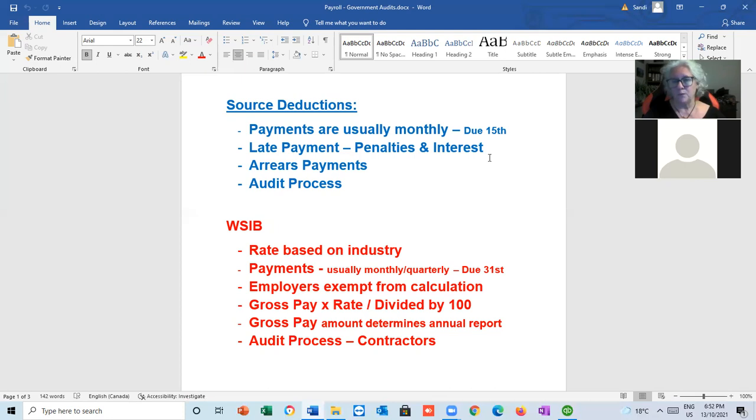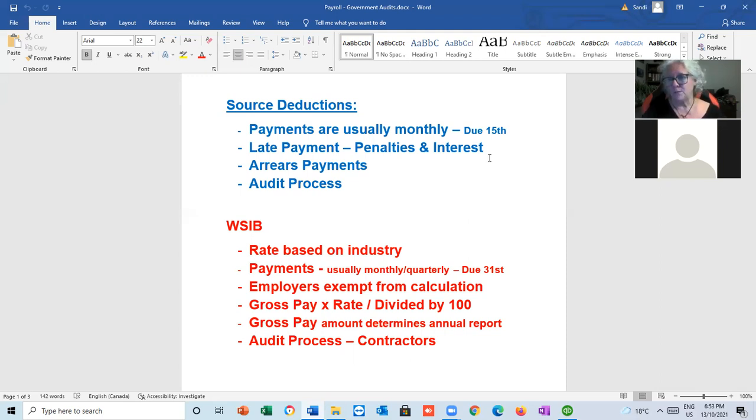And it's very simple. It's the gross pay times the rate divided by 100. Very simple to calculate. And if you're over a certain gross payroll amount in a year, you can expect an annual report that needs to be filled out. Not everybody gets this. It depends on your threshold for your gross payroll. And if you do get an annual report, it's not that hard to calculate. You just follow the report, the calculations, and it'll determine whether you owe money or not.